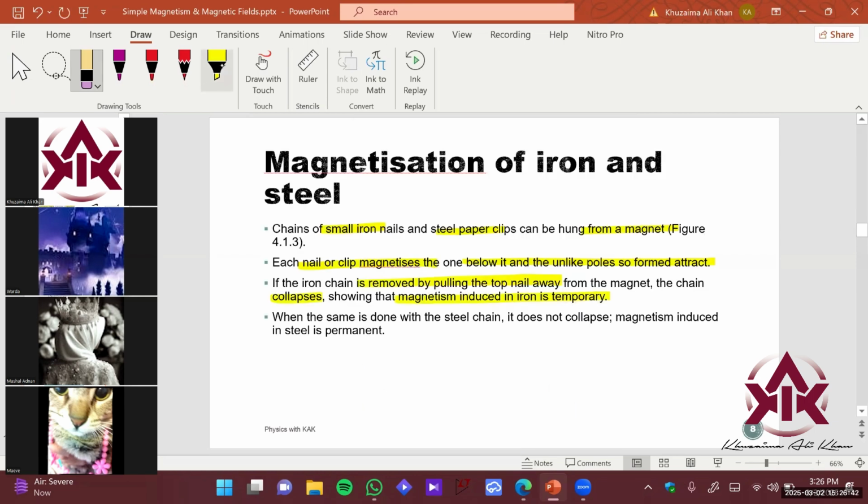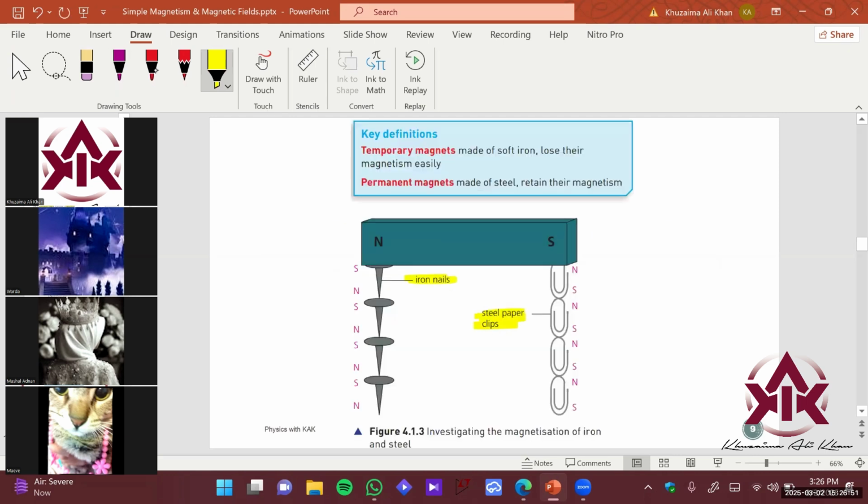However, if you do the same with the steel chain, it does not collapse. The magnetism induced in steel is permanent. If I break this path here, this chain will not break, it will remain intact. That means steel can retain, it can store magnetism itself. So steel is called a ferromagnetic material here, because it can become magnetized easily, and it can also become a permanent magnet.